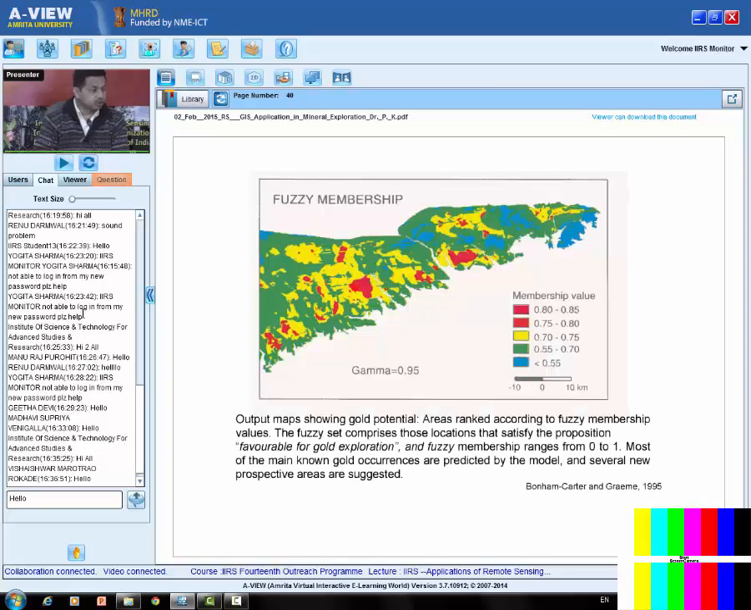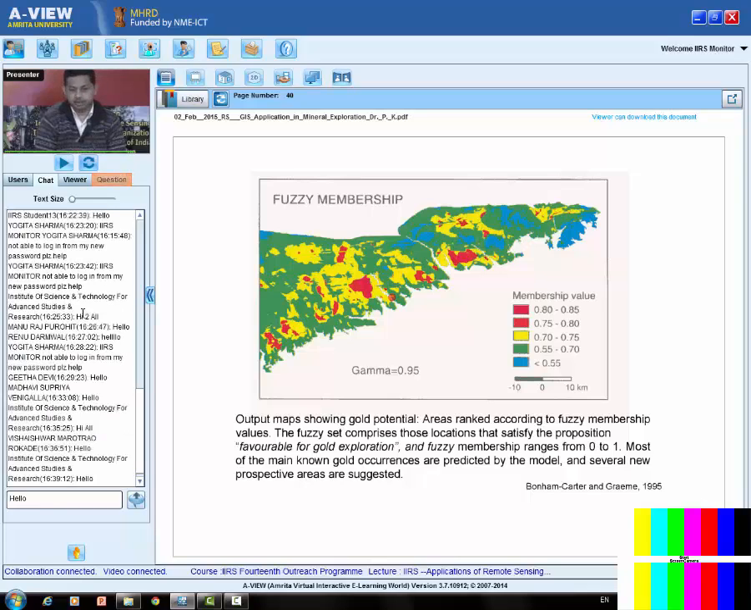So this is how it looks. The red patches have a high membership value, and essentially those are the favorable areas for mineral exploration based on the inputs. All these inputs have been combined based on some kind of logical rule, and the rule is defined mainly by the fuzzy logic, which essentially depends on the membership function of different layers. So it shows the areas that, according to the fuzzy membership value, the fuzzy set comprises those locations that satisfy the proposition of being favorable for gold exploration.